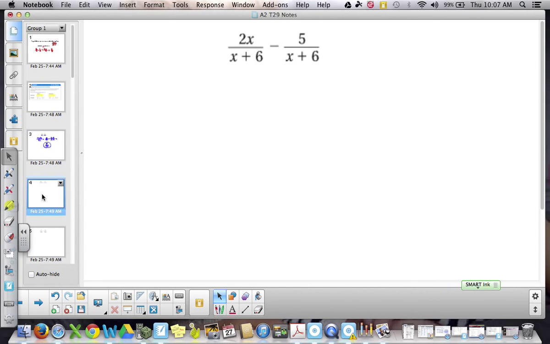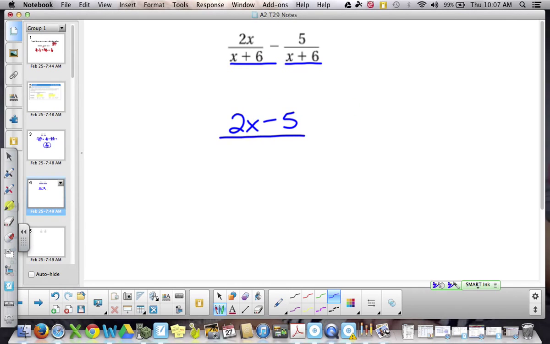All right, next example. This one is subtracting 2x over x plus 6 minus 5 over x plus 6. Again, since the denominators are the same, we would just write the difference of the numerators, 2x minus 5, over that common denominator of x plus 6. And again, we want to look, can we simplify that? Well, 2x minus 5 and x plus 6 are both prime polynomials. There are no factors. So this would be your difference.